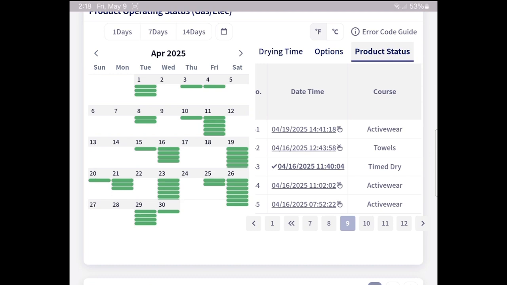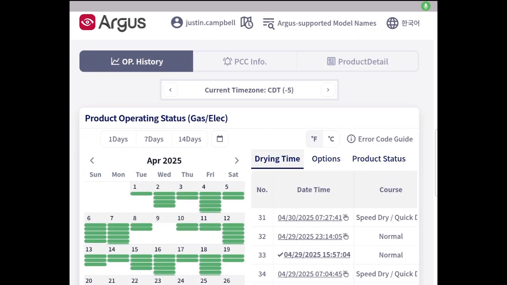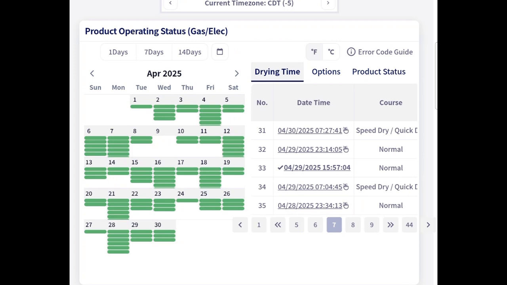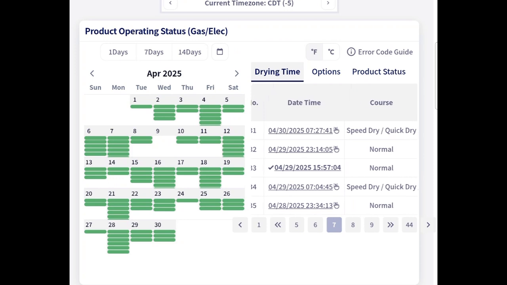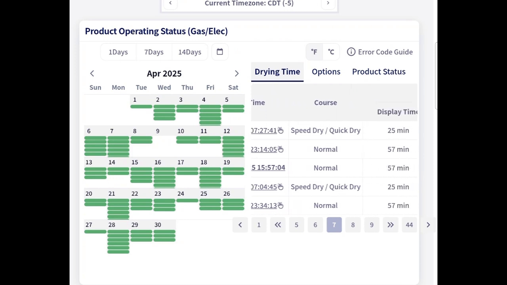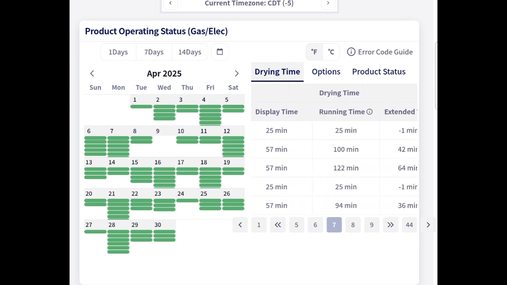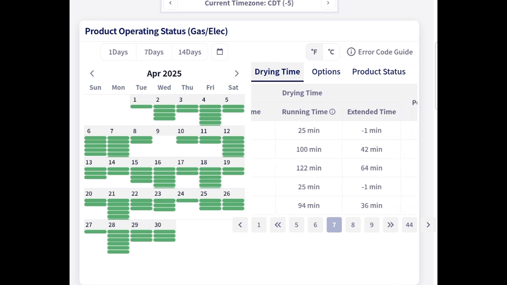Now we'll show you some examples of dryers that actually had issues during the cycle, to show you how that displays. This first example is a customer that's complaining of long dry times. So we're going to look at some of their recent cycles. I can see here that they've run 2 speed dries and 3 normal cycles recently. Then when we look at our cycle times, on the normal cycles, I can tell from looking at the extended time column that they're running over.